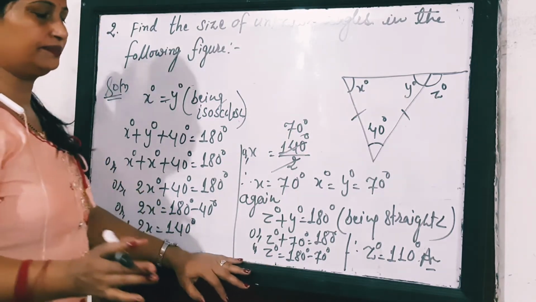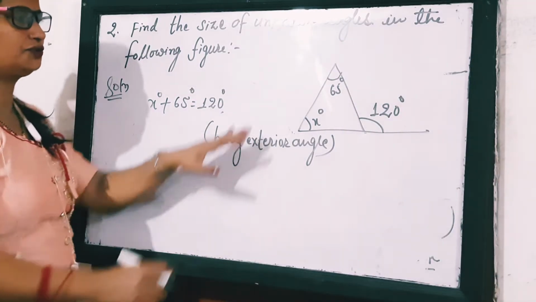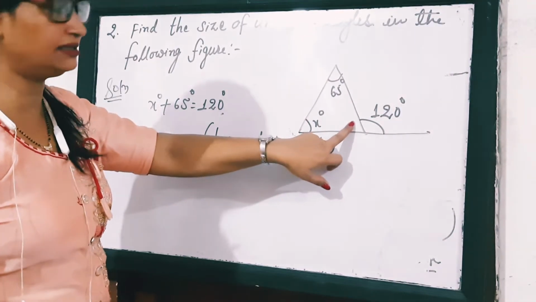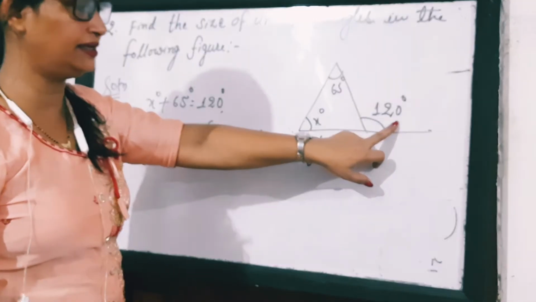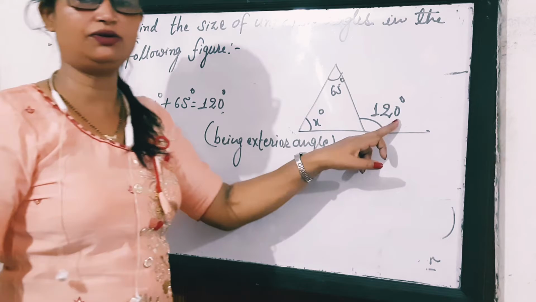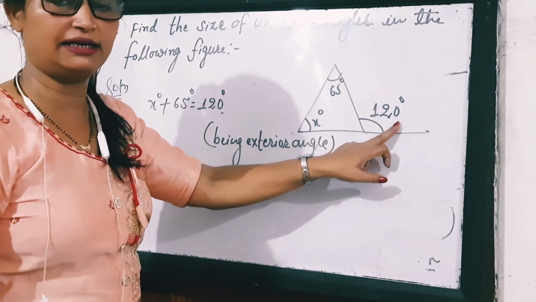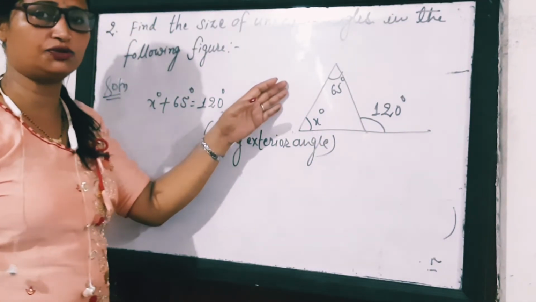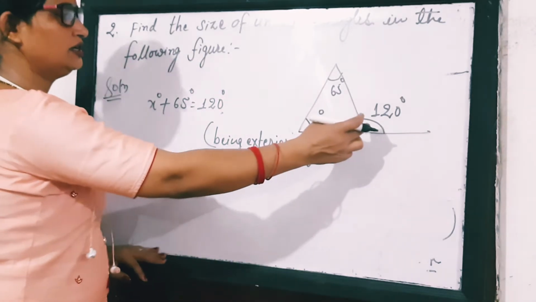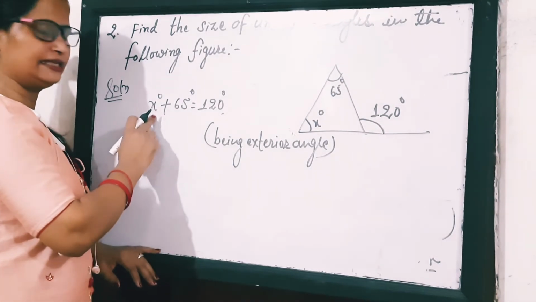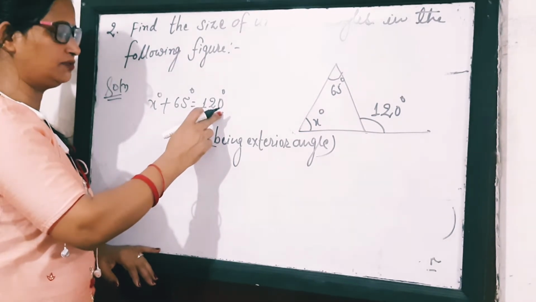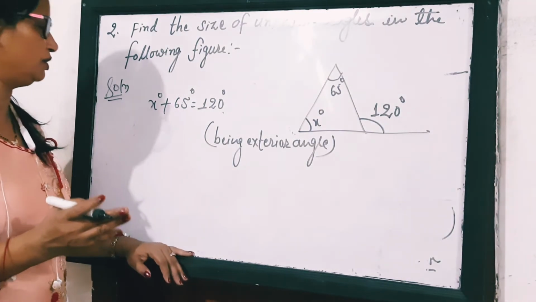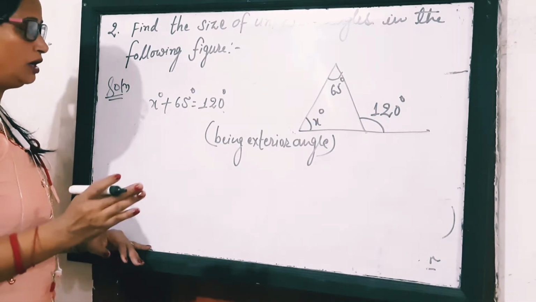Okay, next question. It is 65 degree, x degree, and here nothing has been given, and outside there is 120 degree. In my previous video I have taught you one property of the triangle, that the exterior angle is equal to the sum of the two interior angles. And this problem is also based on that property. So we can write x degree plus 65 degree is equal to 120 degree. Being exterior angle, the exterior angle is equal to the sum of the two opposite interior angles.